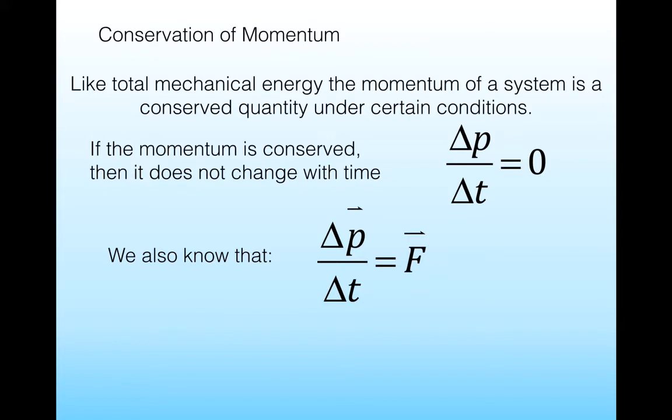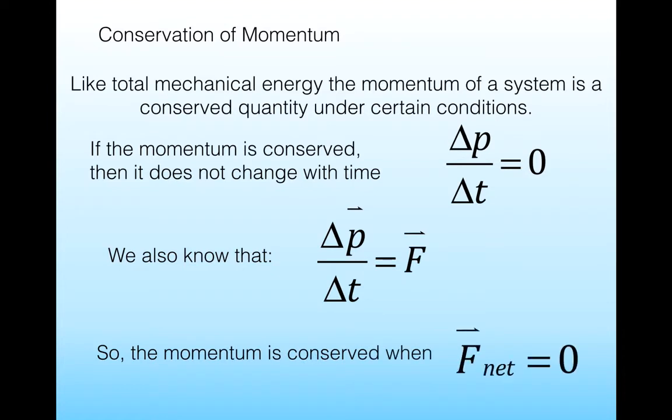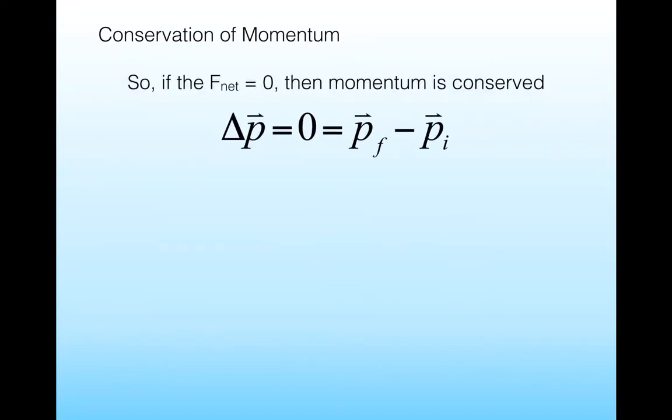And so since the change in momentum over change in time equals zero, and that equals force, that implies, of course, that this F net, the total force, is equal to zero. So what does that mean? That basically means that when the total force on a particle or set of particles is equal to zero, then the momentum of that system is conserved.